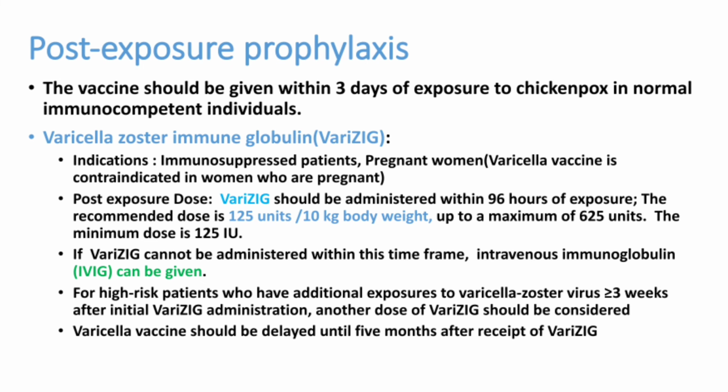Now post-exposure prophylaxis. Suppose you are already exposed to a chickenpox patient and you have never taken a vaccine, then you have to go for varicella zoster immunoglobulin. The varicella zoster immunoglobulin dose is 125 units per 10 kg body weight. Maximum 625 units can be given. So that is the dose of varicella zoster immunoglobulin. If it is not available, you can give other IVIGs. So IVIG can be used in place of varicella zoster immunoglobulin if it is not available. So that is for post-exposure prophylaxis.